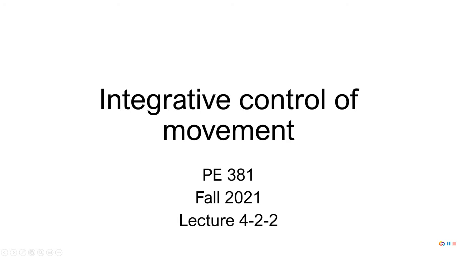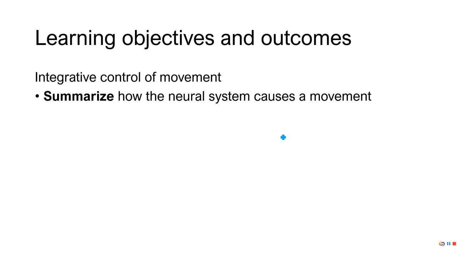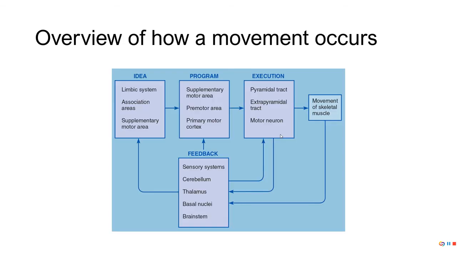We're going to talk a little bit about how movement actually occurs using the nervous and the muscular system. Okay, and so really one objective: summarize how the neural system causes a movement. And so this is a schematic of how that works.